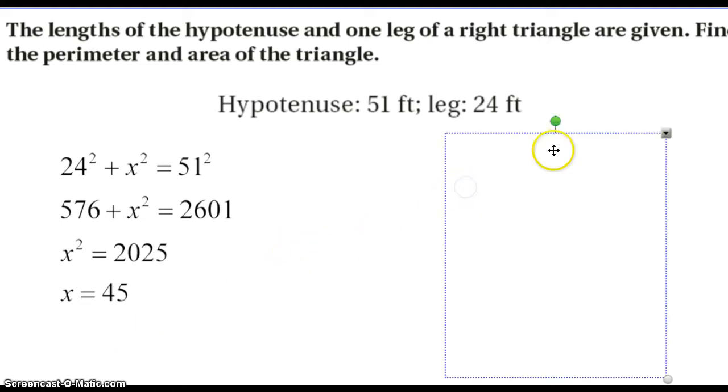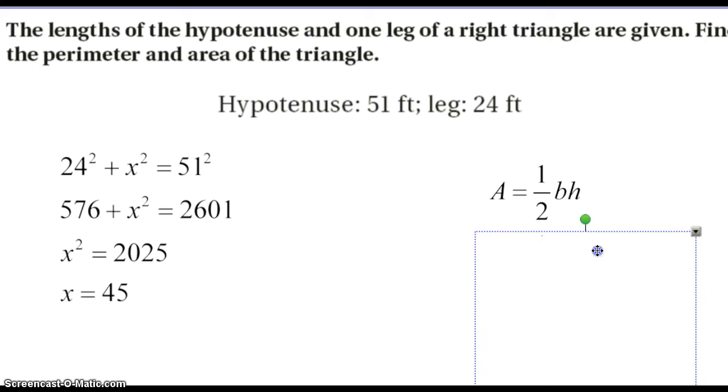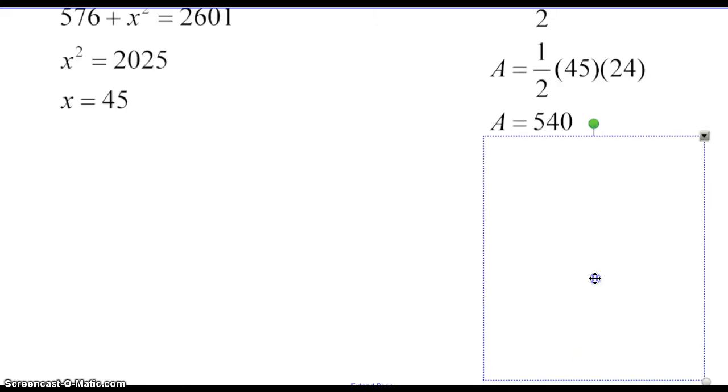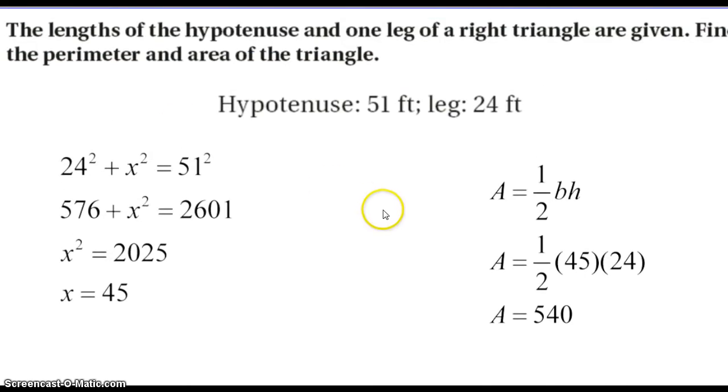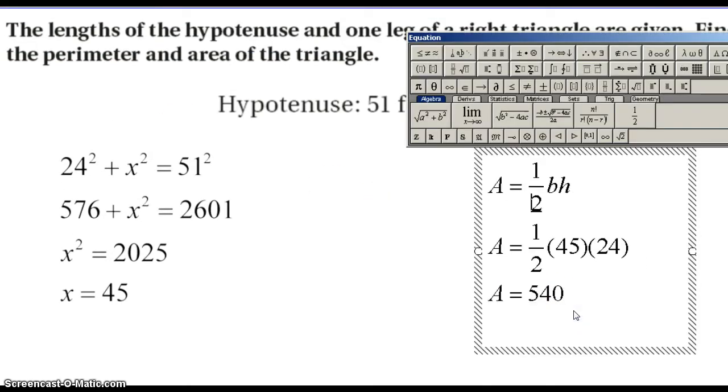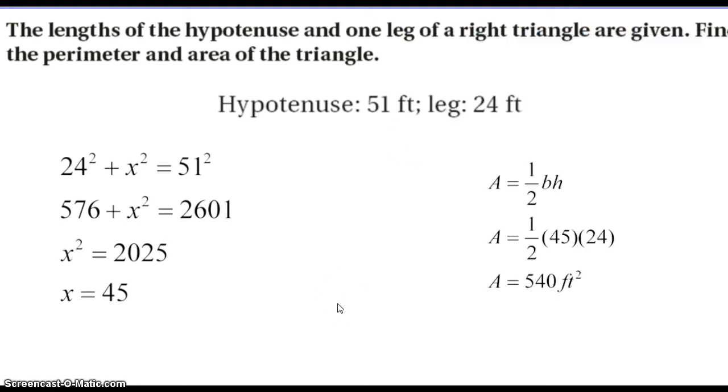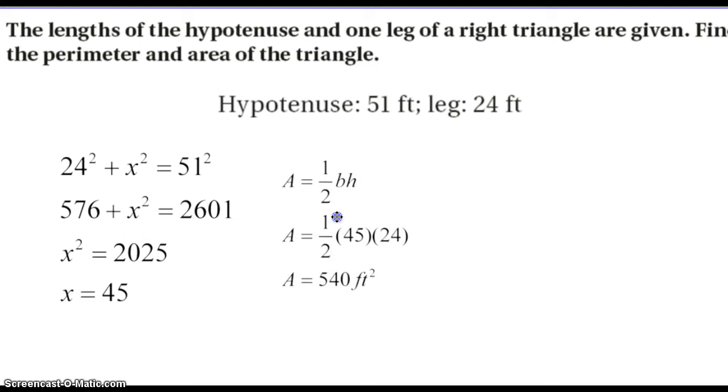I asked you to find the area. The area is 1/2 the base times the height. I know that the base is 24. The height is our new number, 45. Base and height are interchangeable. Does not matter. So 1/2 of 45 times 24 is 540. And since this has units, it's feet squared. So my final answer would be 540 feet squared.